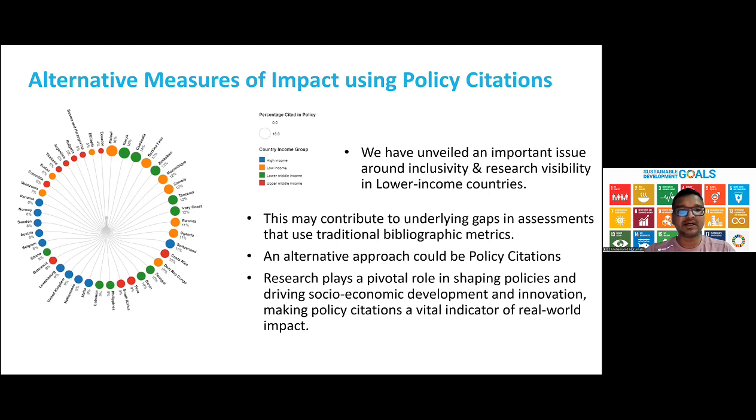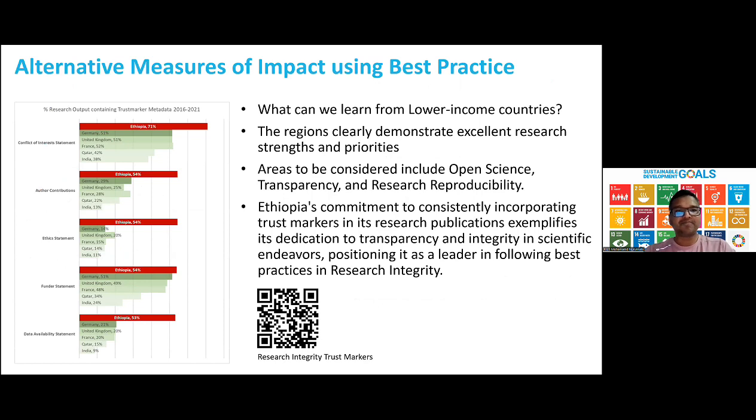Is it based on the traditional citation or the societal impact, which is beneficial for the country, for the region, and the global impact as well? Some of the best practices from the developing or low income countries, what we can learn from them. Ethiopia's commitment to consistently incorporating trust markers in its research publication exemplifies its dedication to transparency and integrity in scientific endeavors, positioning it as a leader in following the best practices in research integrity.